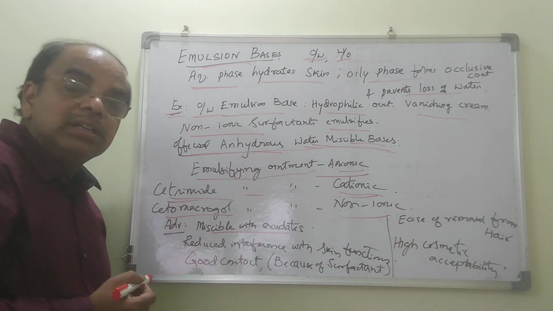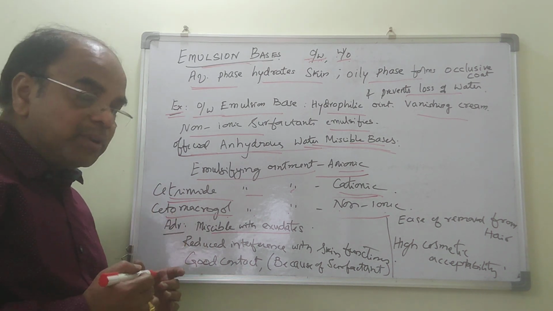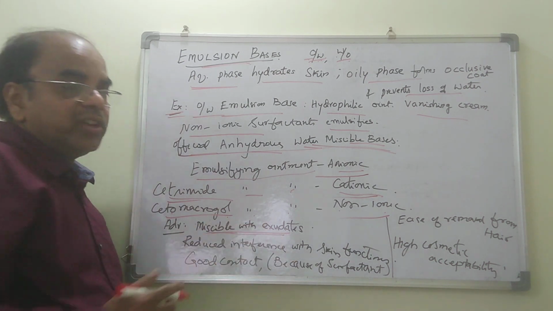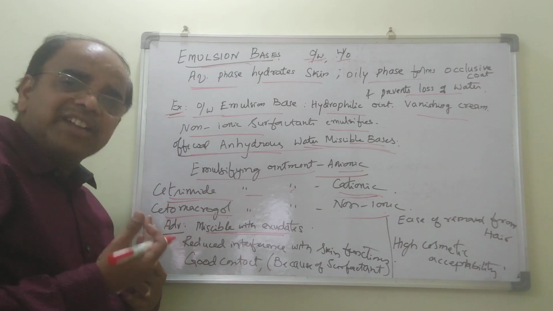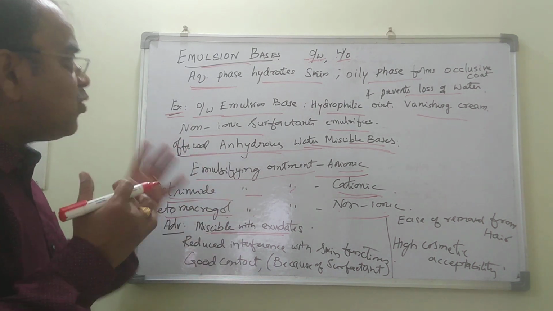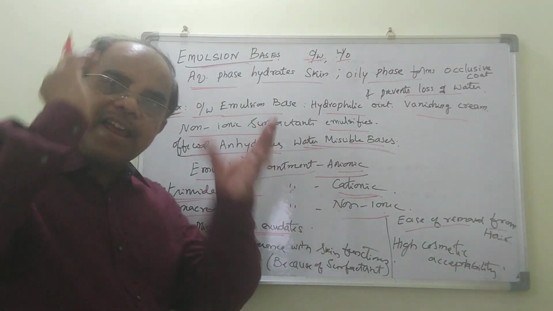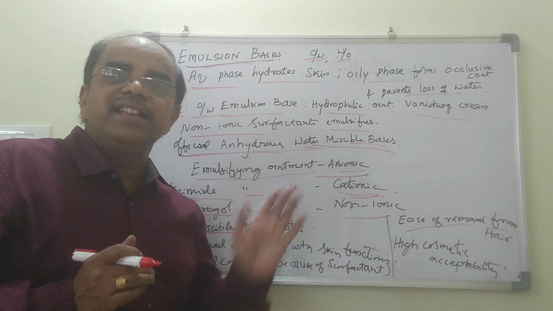Advantages of this water miscible, or you can say emulsion bases. Miscible with the exudates. It may be sweat, or it may be some sebum, or any exudate from the skin. It is completely mixing. And so the advantage here is the ease of removal from the hair. You are applying some cream here. It has to be removed easily.